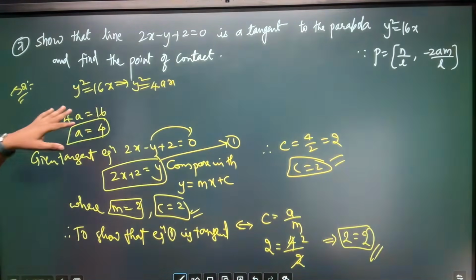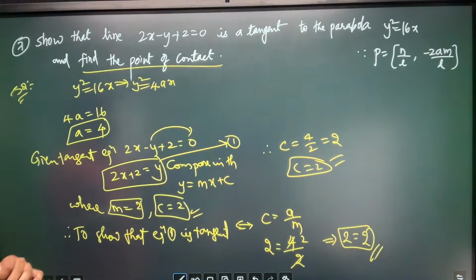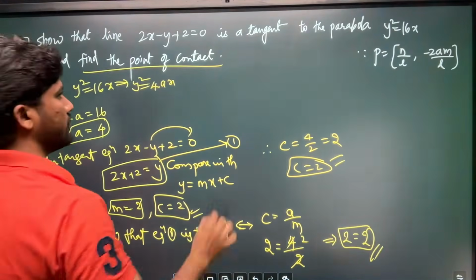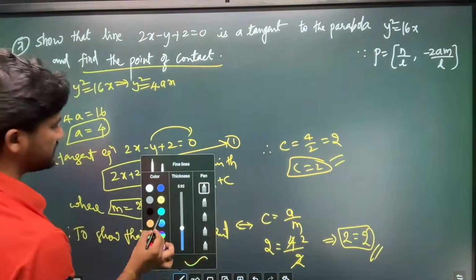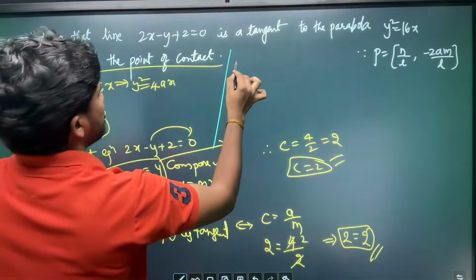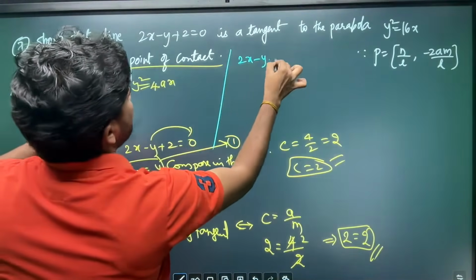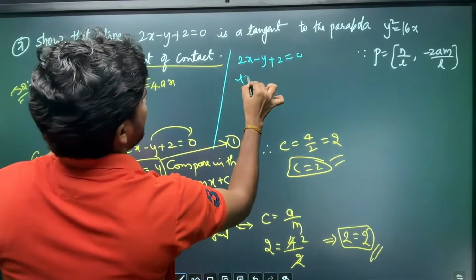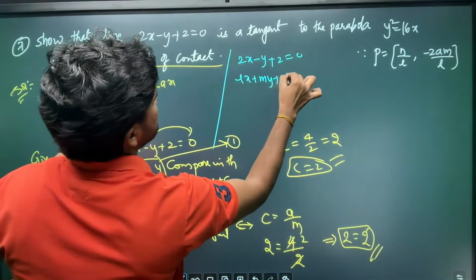And what they are asking extra is to find the point of contact. The extra question is important here. To find the point of contact, see here. The given line is 2x minus y plus 2 is equal to 0. Compare with lx plus my plus n is equal to 0.